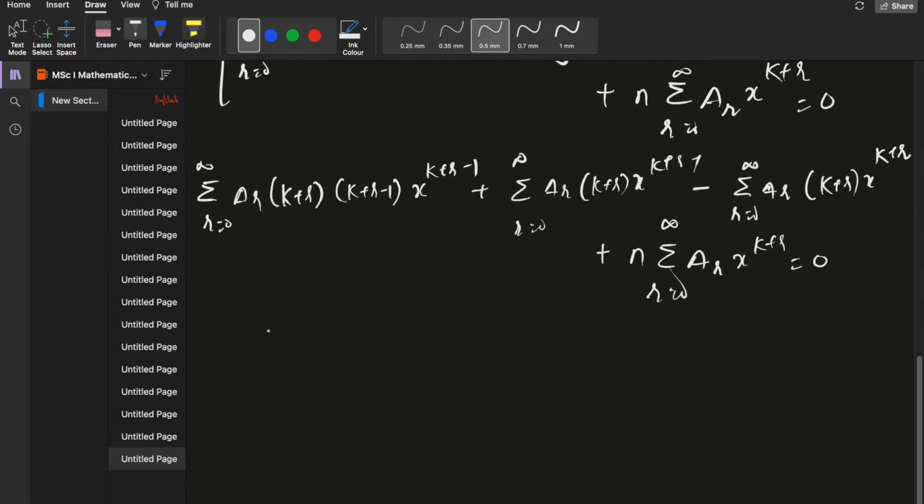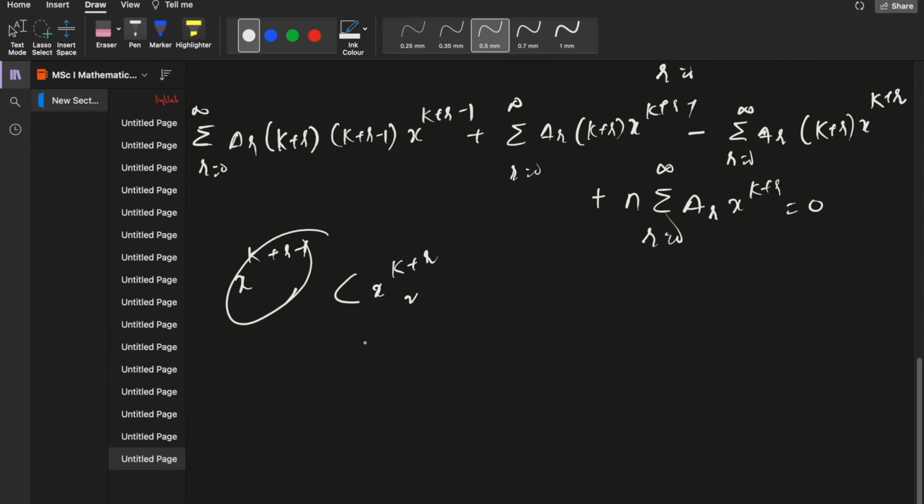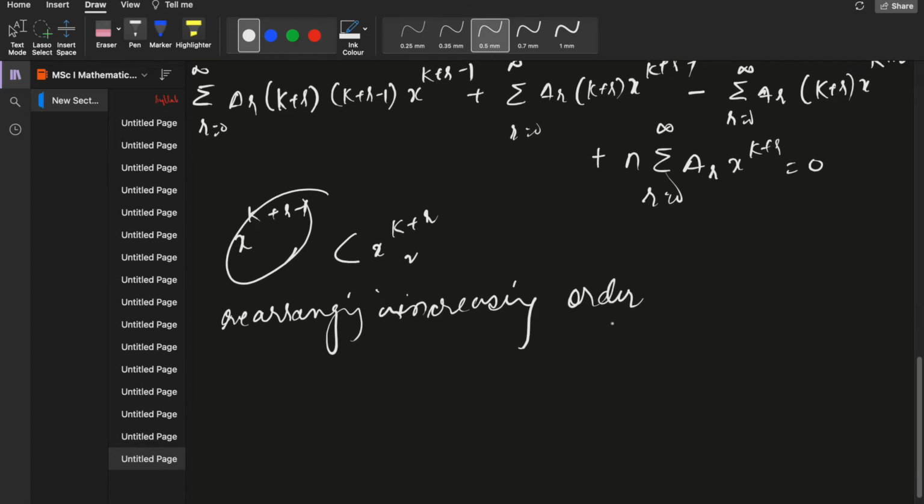Now we had assumed our solution in increasing order. I can see there are two kinds of terms: one with x to the power k plus r minus 1, and another with x to the power k plus r. I know the first is a smaller power than the second. So just rearrange the equation in increasing order.